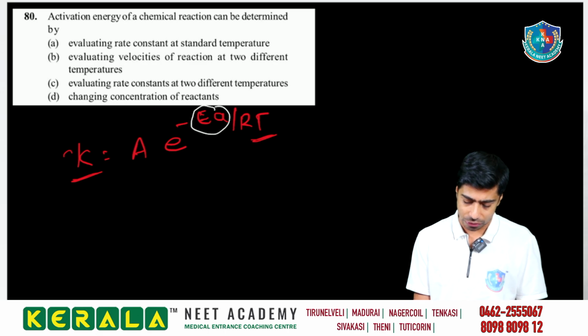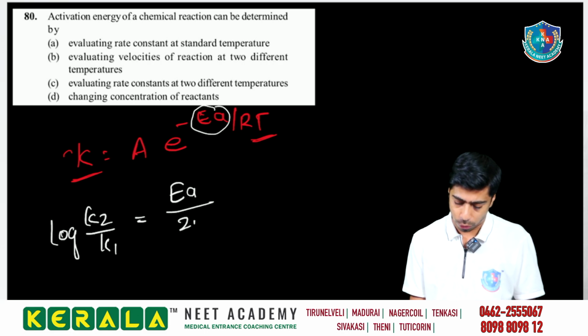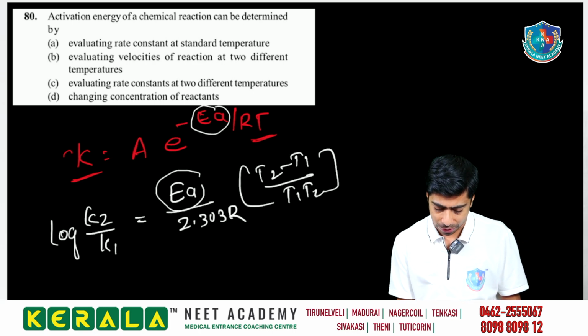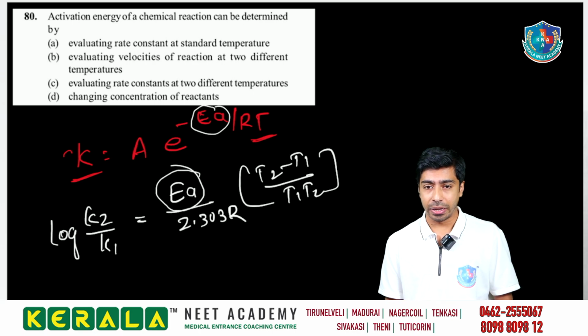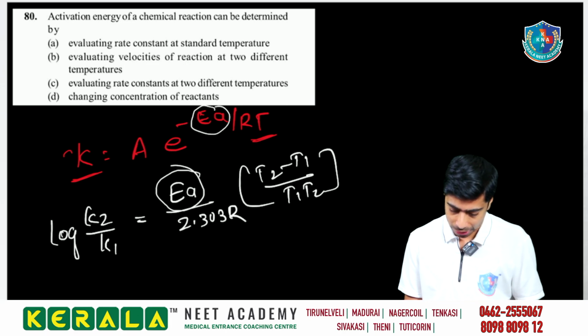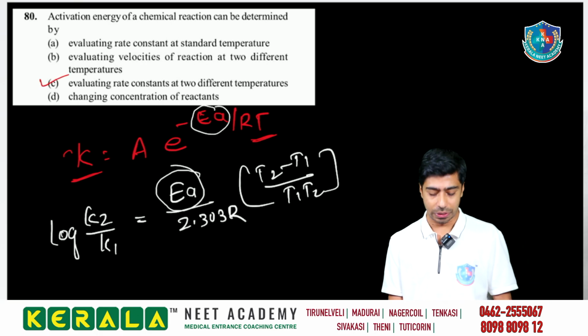And here the equation is log k2 by k1 is equal to Ea by 2.303 R into T2 minus T1 divided by T1 T2. So here the activation energy is evaluated by comparing the rate constants at 2 different temperatures. Option C will be the answer for that particular question.